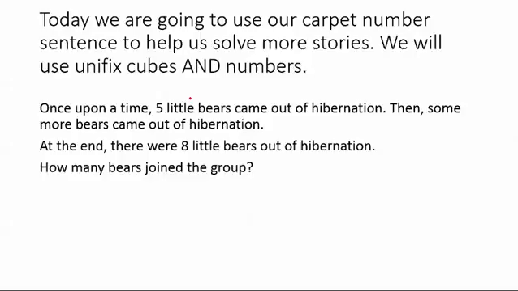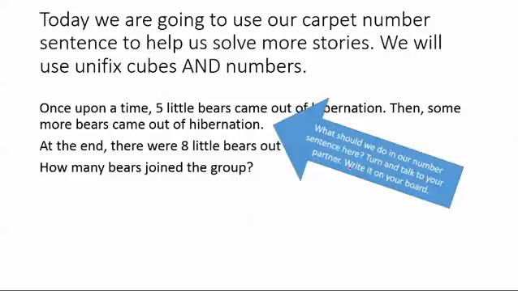So, once upon a time, 5 little bears came out of hibernation. Then some more bears came out of hibernation. At the end, there were 8 little bears out of hibernation. How many bears joined the group? What should we do in our number sentence here?